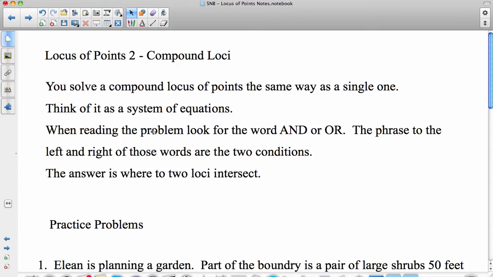Okay, mathematicians, welcome back. We're ready for our locus of points 2, where we're talking about compound loci. So you have your sheet. Let's get to doing our star, star, squiggle, squiggle.